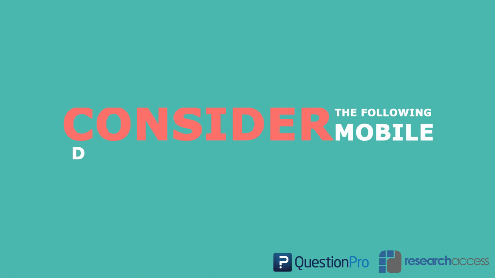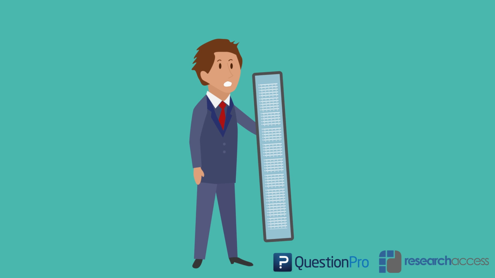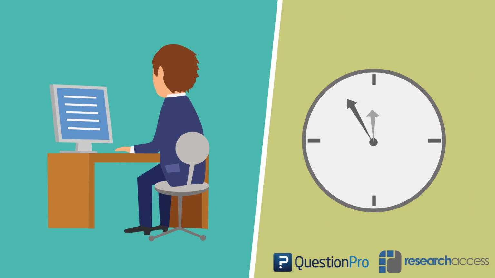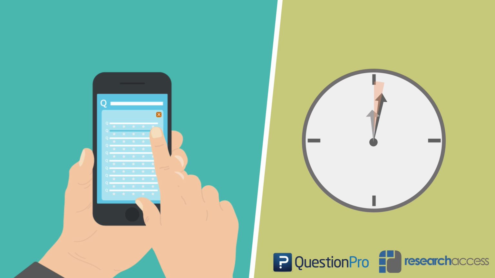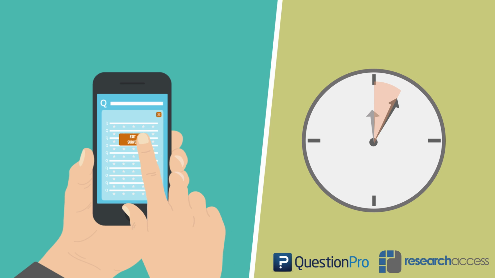Consider the following mobile and general best practices. One of the biggest problems is a lengthy survey. People use smartphones when they have a few minutes of downtime and should be able to complete the survey in one sitting. Relentlessly prune items.